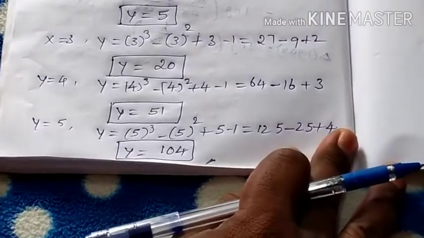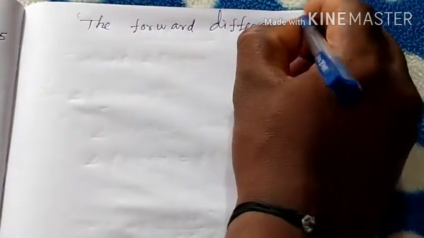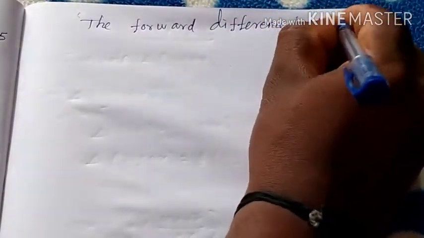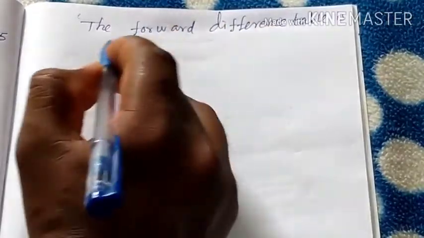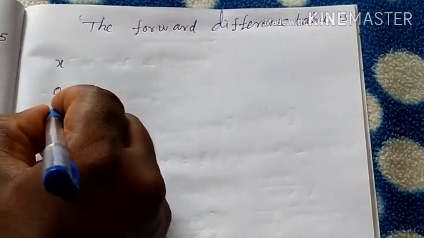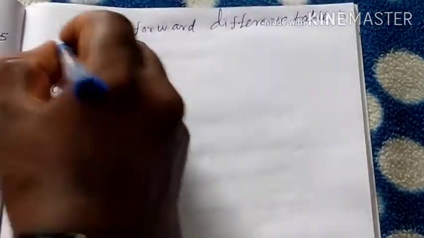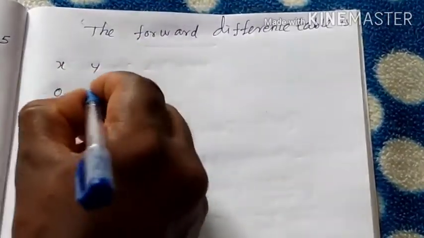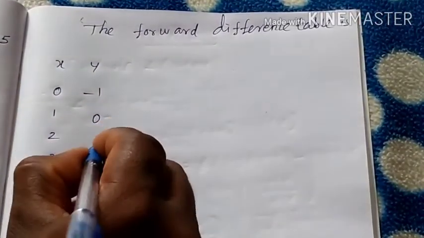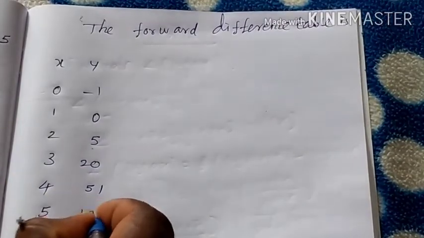Then the second question, the forward difference. This is your second question. The forward difference table: x values are 0, 1, 2, 3, 4, 5. Then the corresponding y values are minus 1, 0, 5, 20, 51, 104.